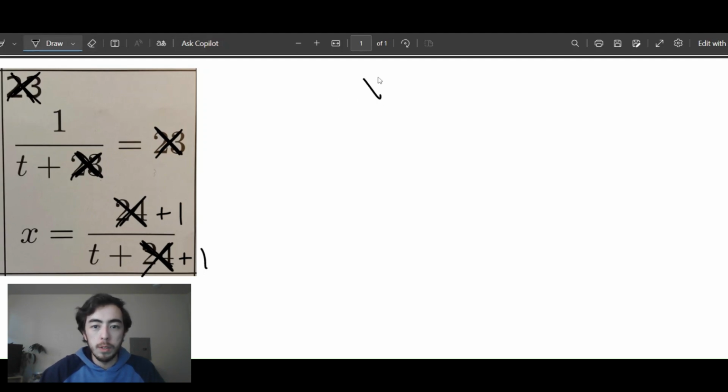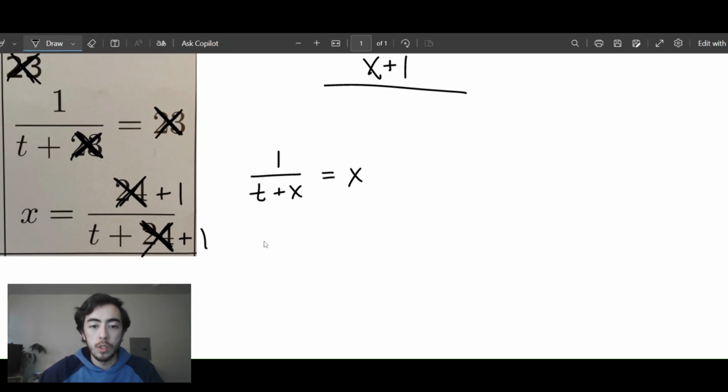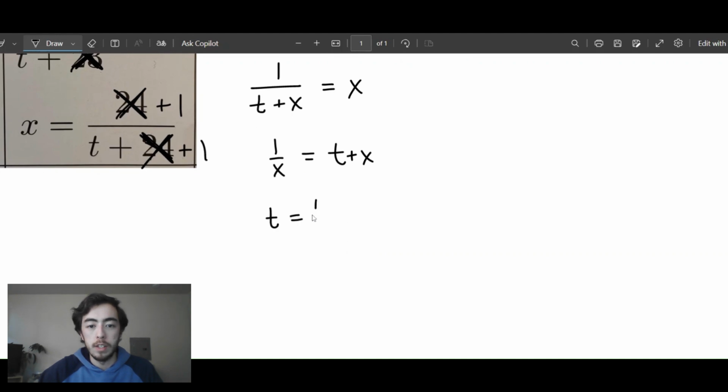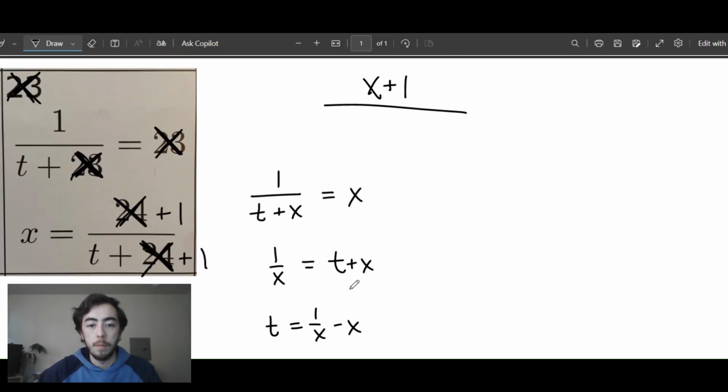So let's see, I'll go x plus 1 on the top. That's this 24 right here. Then t, looks like t is right here. I should shuffle those numbers around to solve for t again. 1 over t plus x equals x was the initial condition that we were given. Then I swapped the x for the t plus x denominator, and to isolate t, I just subtracted x from both sides. So t is equal to 1 over x minus x.